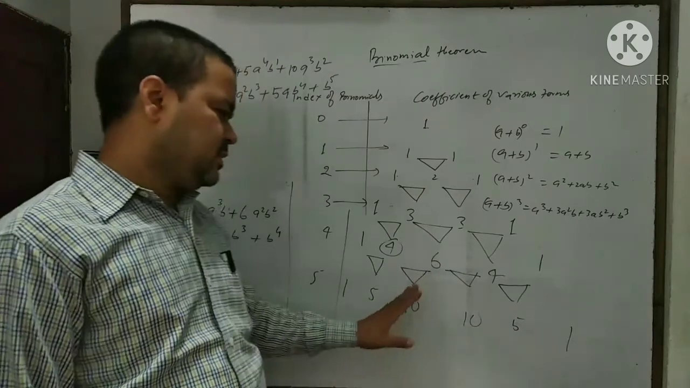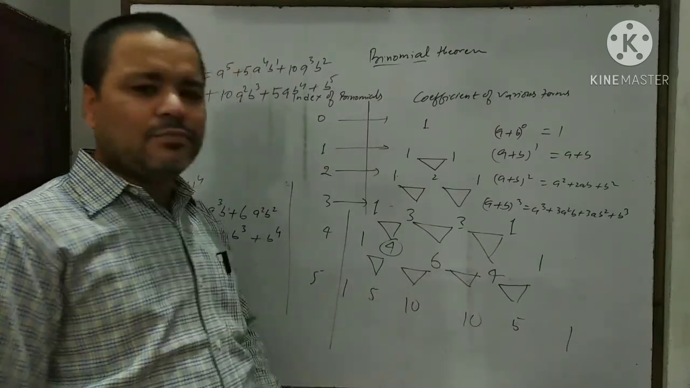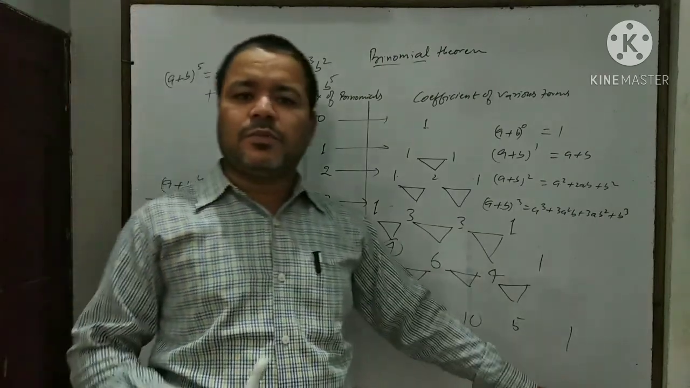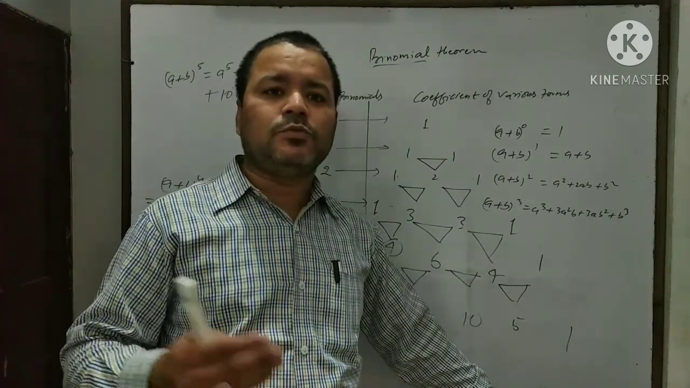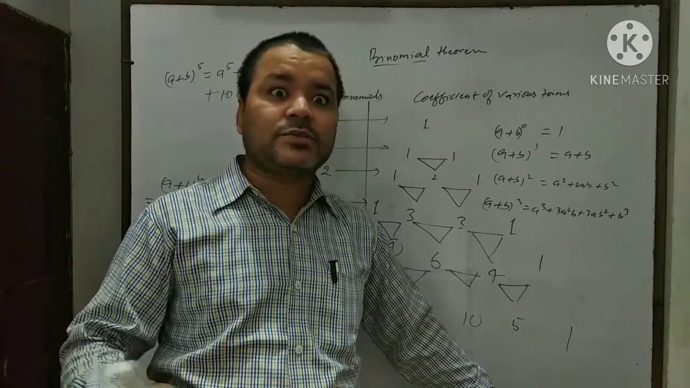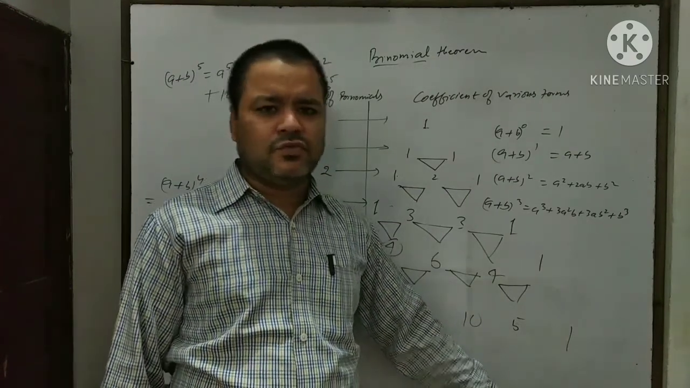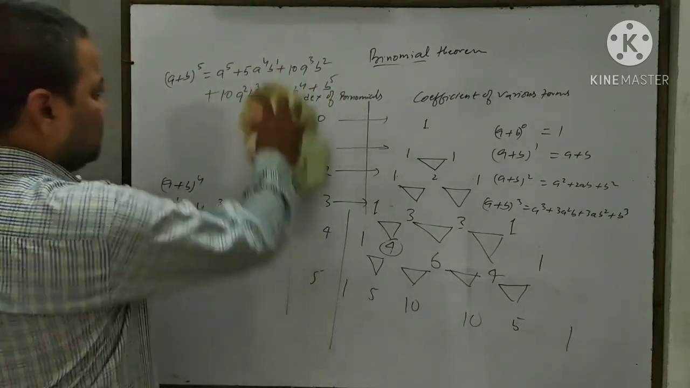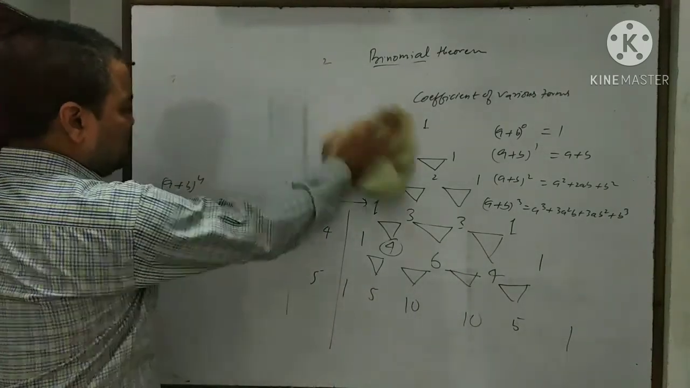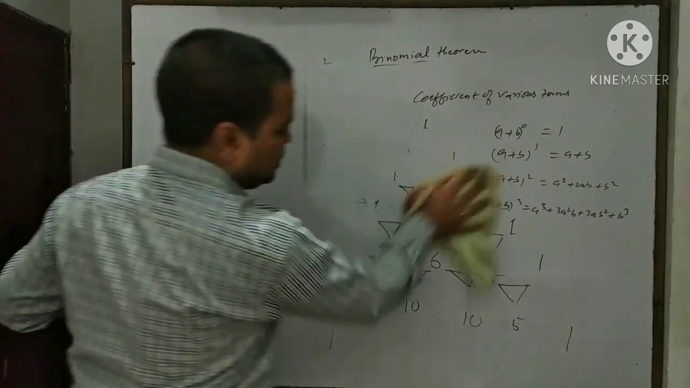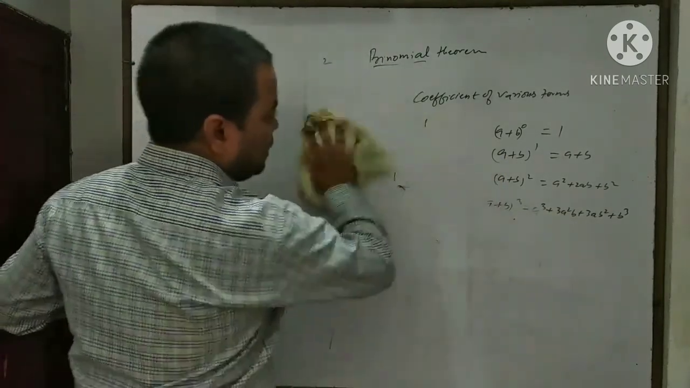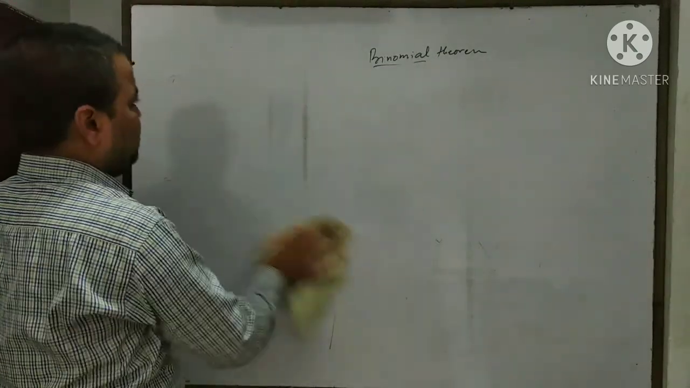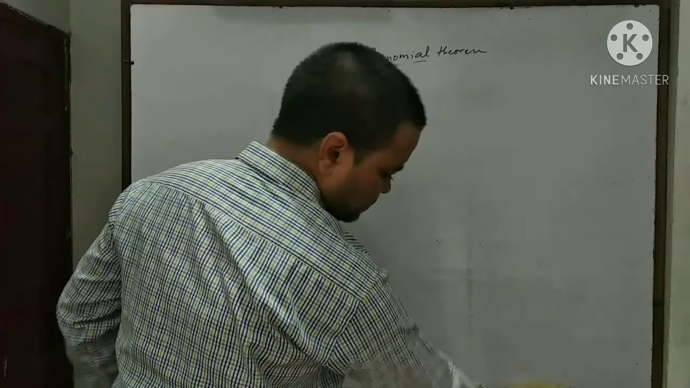But this is not possible if the index is higher, just like (a plus b) raised to the power 20, (a plus b) raised to the power 12, (a plus b) raised to the power minus 5. It will be difficult to find its value. So to explain these cases, we use a concept based on combination.